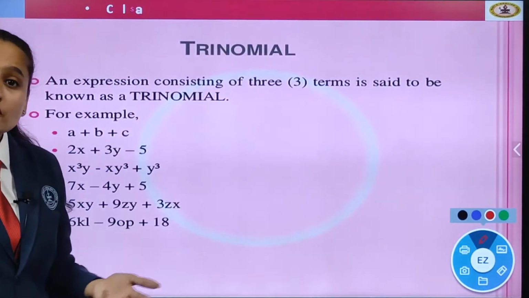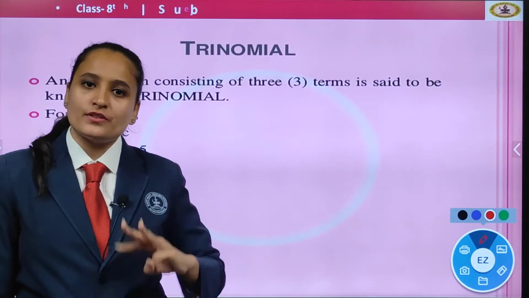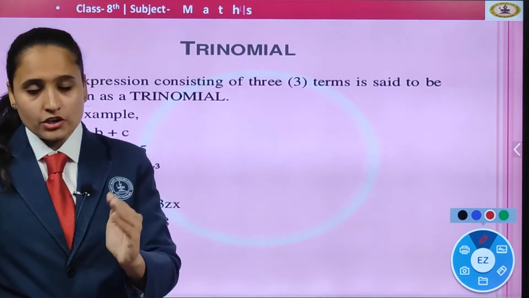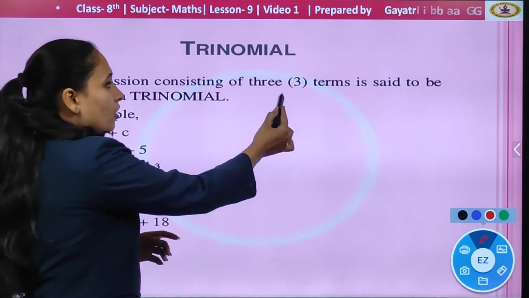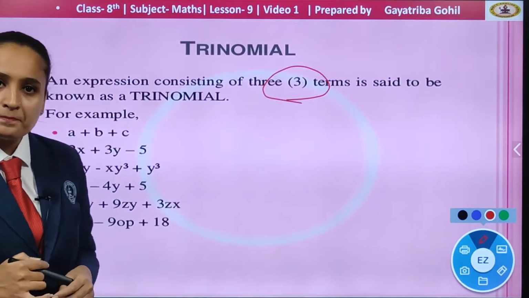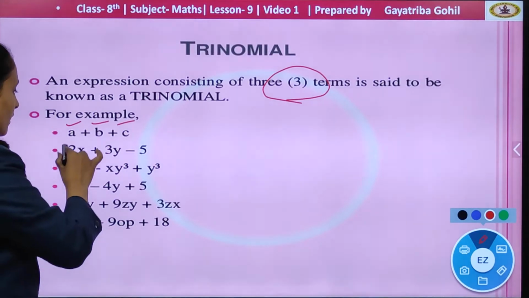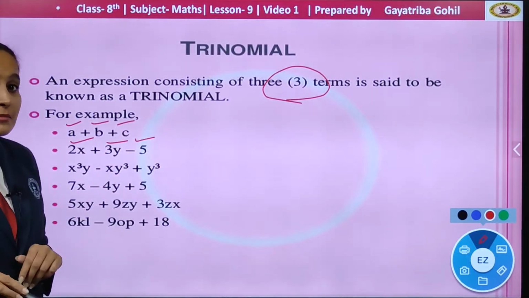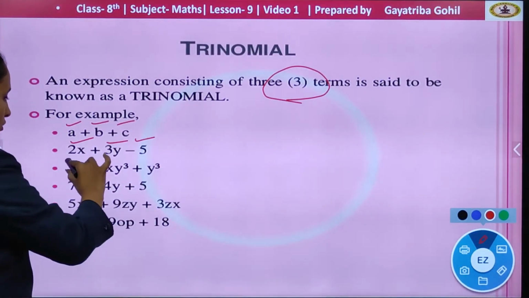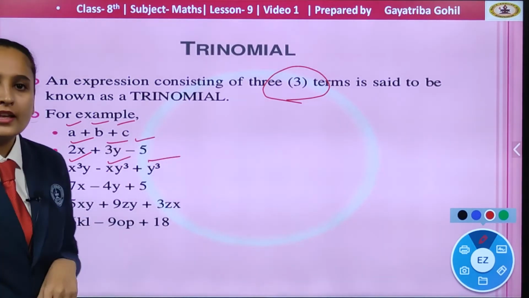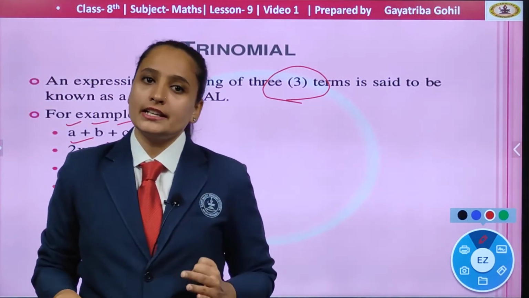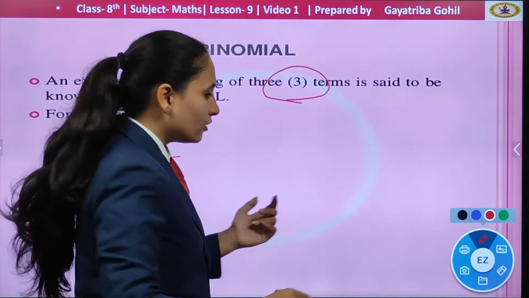Then we have trinomials. Like the name suggests, it will have three terms. If any expression has three terms, then it is called a trinomial. See, a, b, c. How many terms? 3. 1, 2, 3. Over here also, 1, 2, 3. So, if any expression has 3 terms, then it is called a trinomial.